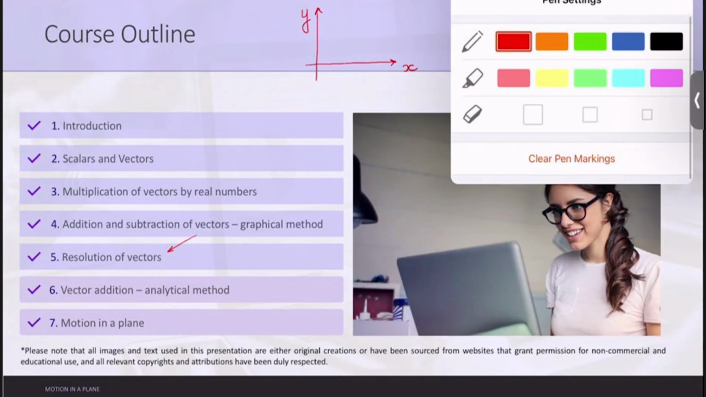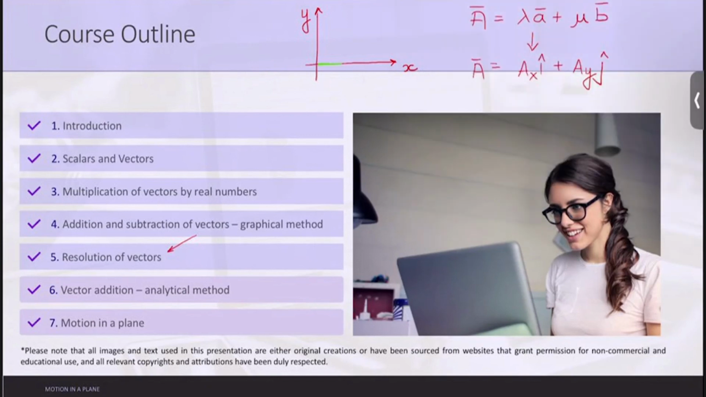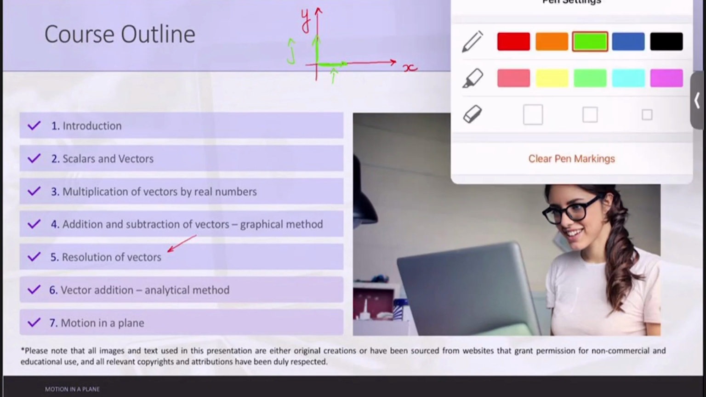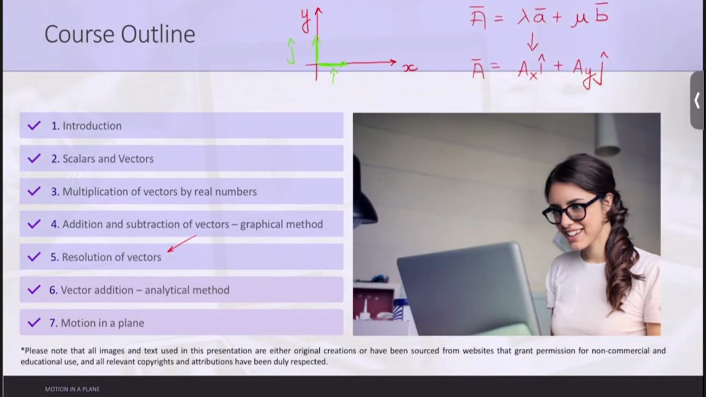So therefore, this will be your ax, this will be your i cap, this will be your direction of j cap. And if this is your A, and if you drop perpendiculars from here, so this is the magnitude of your x component, and this is the magnitude of your y component. Okay, so that is how we understood the resolution of vectors.